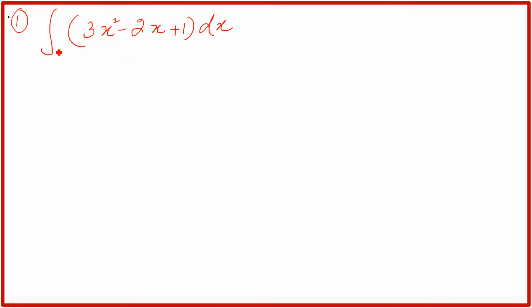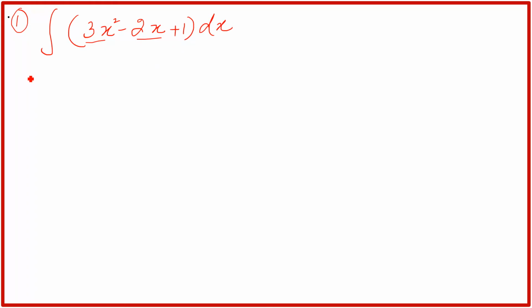So this sign represents integration. This is called the integral sign. Then in the parenthesis we have 3x square minus 2x plus 1 multiplied by dx. This is the algebraic expression, and this expression has three terms. This is the first term, second term, and third term, right?